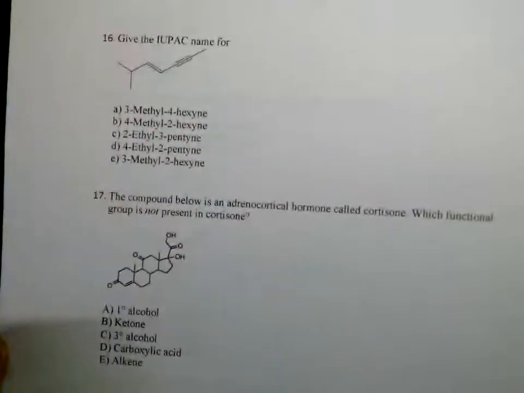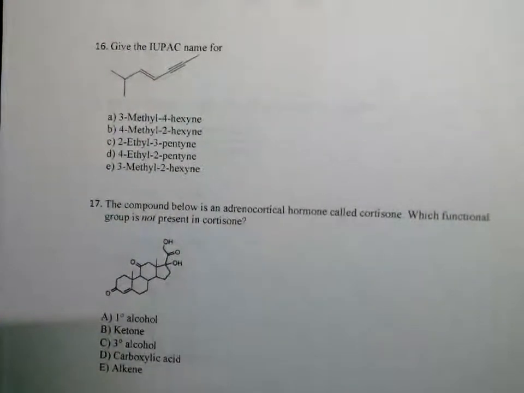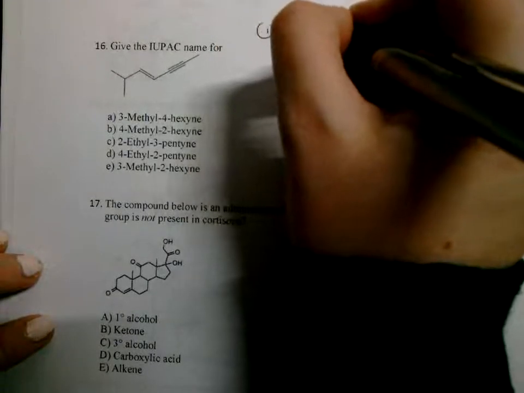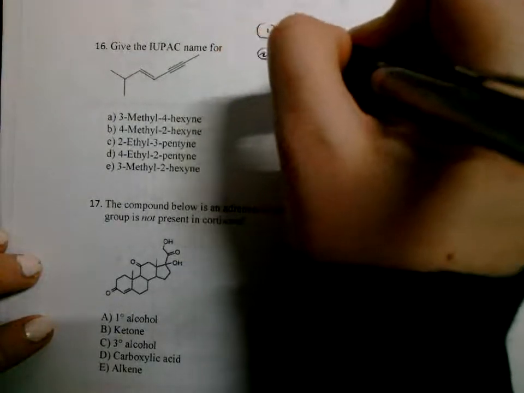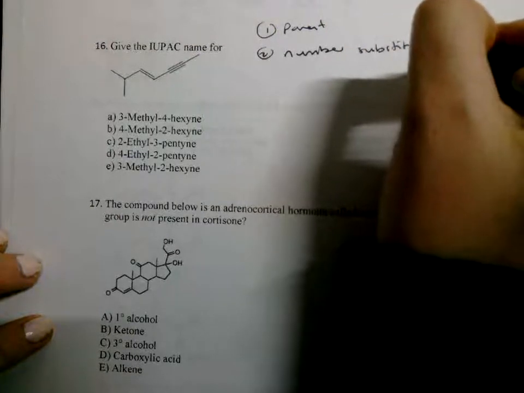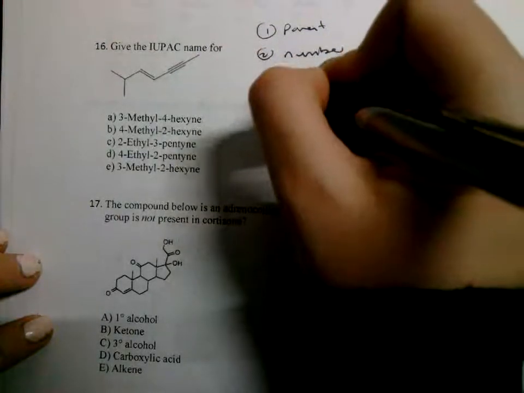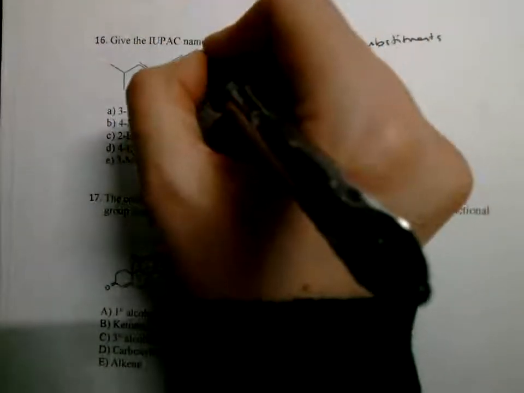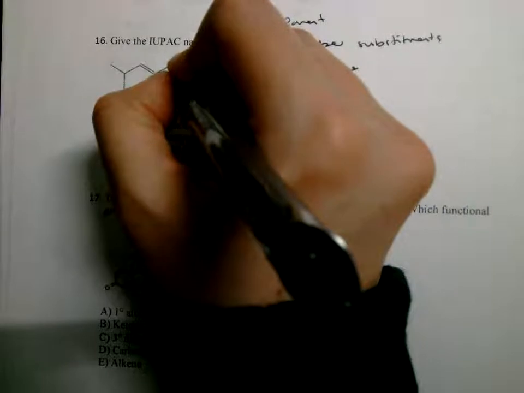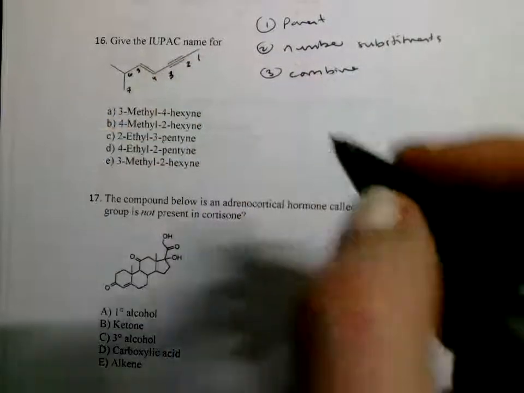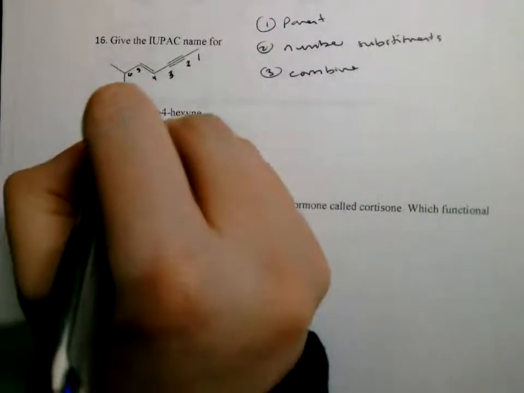Okay, 16, give the IUPAC name. So first I'm going to count up my number of carbons. I find my parent chain. I number my substituents. And then I combine it all. So parent chain is going to start from the alkyne because it's higher priority than just an alkane. And it doesn't matter which one of these I go, they'll both give me 7. So it's heptane to start with.